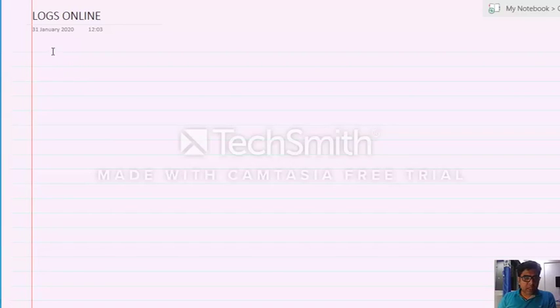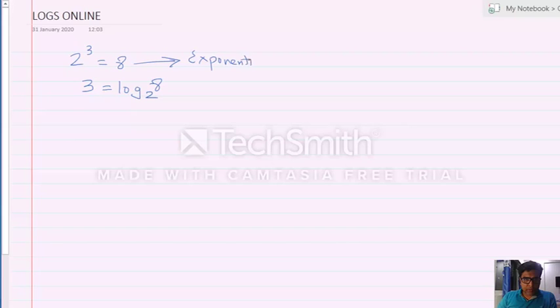Okay, we start with logs. So as I said, if we have, for example, 2 cube is equal to 8, this can be written in terms of log as 3 is equal to log 8 to the base 2. This is known as exponential form, right? Well, this is known as logarithmic form. Now, here this 2 is known as base. Done. Now, this is the most basic thing that you should be knowing.